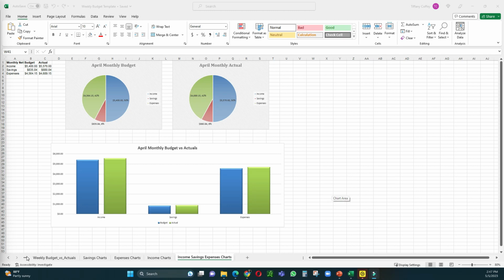So these charts have been added just to give you a nice overview of how you ended up at the end of the month based on your income, your savings, and your expenses that you budgeted versus what you actually spent.